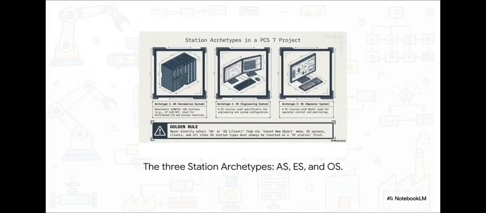Now, within those projects, you're going to deploy 3 main station archetypes. First up, the AS, or automation system. These are represented by your Simatic 400 stations for distributed I/O and process execution. Next is the ES, or engineering system. That's the PC where you actually configure the blueprint. And finally, the OS, or operator system. These are the WinCC screens your operators will use to monitor the plant.